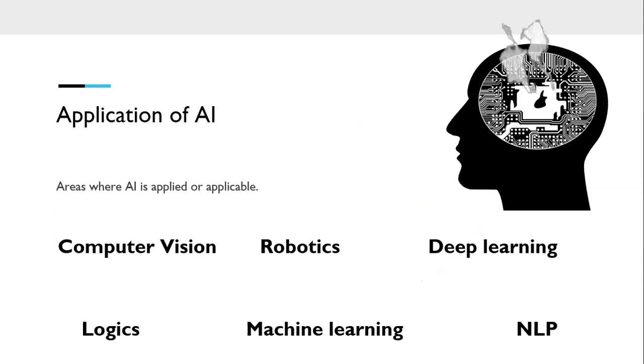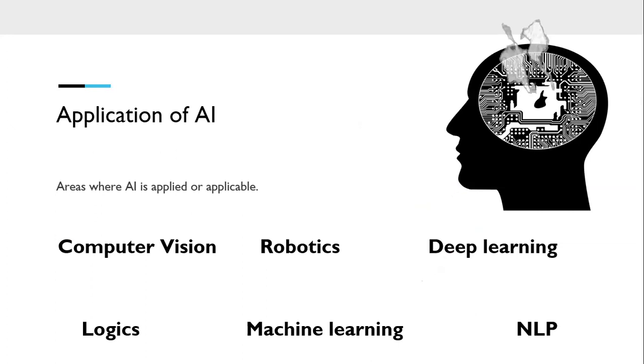We have the applications of AI. We have computer vision, which deals with the area where machines are trained to be able to visualize things that they see in their environment. They'll be able to learn and use that kind of data around them.